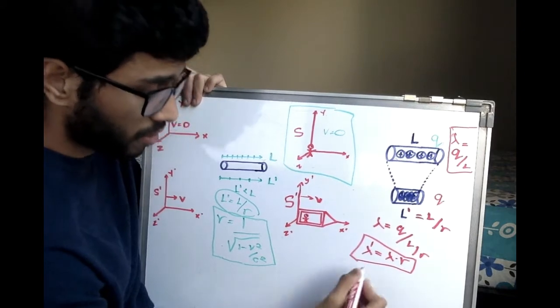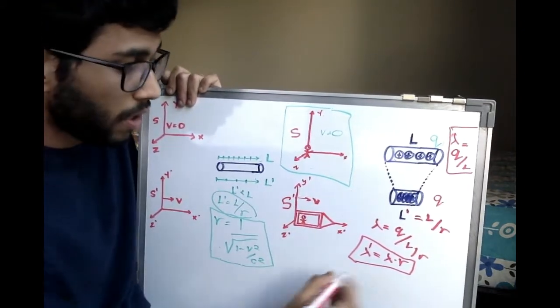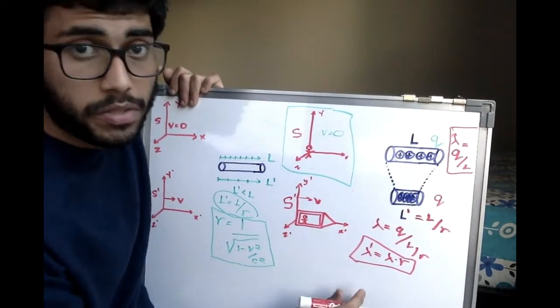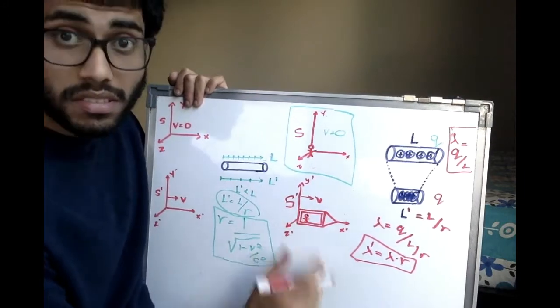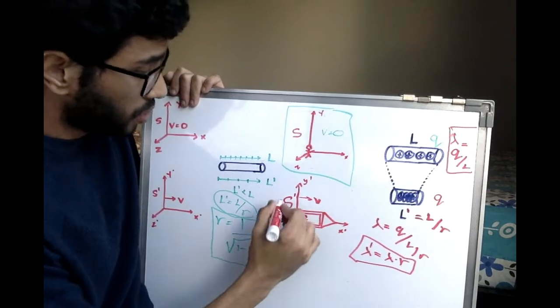And this is a very important conclusion for electrodynamics when we try to bring in the frame of references. The linear charge density, or any charge density of any object, doesn't remain the same when we change the frame of reference from rest to some velocity v.